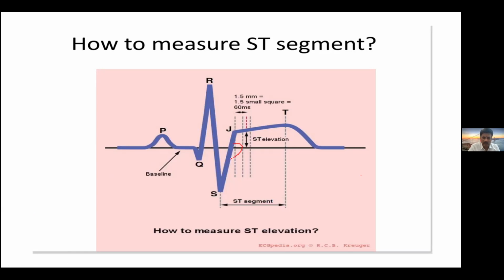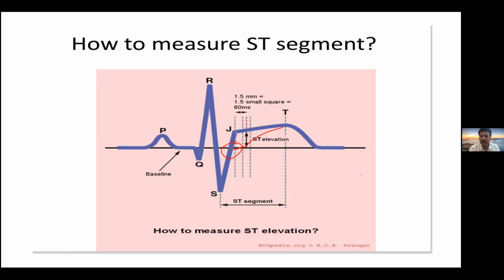The J point should normally be here. From there on, there should be a smooth elevation like this. This should be what the normal ECG looks like. Here, the J point, which should normally be here, is elevated. So this is how you look at the J point elevation, and this is how you look at the ST segment elevation. Now you understand the ECG.